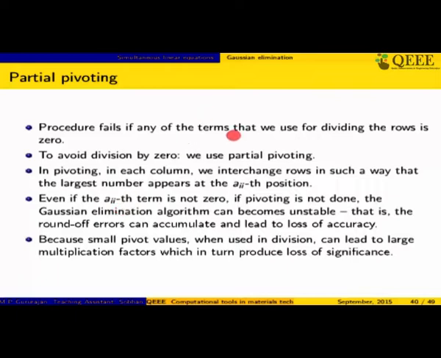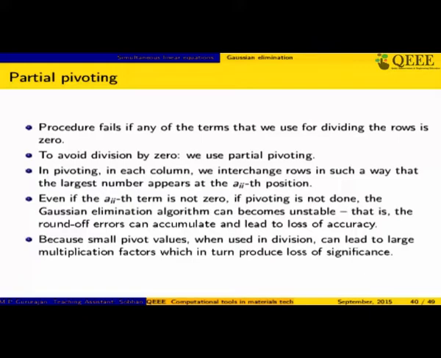Even if, for example, the ith term is not 0, pivoting is useful because the Gaussian elimination algorithm becomes unstable. Round-off errors can accumulate and lead to loss of accuracy. To avoid this problem, it is always better to have the largest number appear in the ith position, because then you will not have this kind of numerical inaccuracies creeping in. Smaller pivot values, when used in division, can lead to loss of significance. So that is the reason why partial pivoting is preferred even if A_ii is not 0.